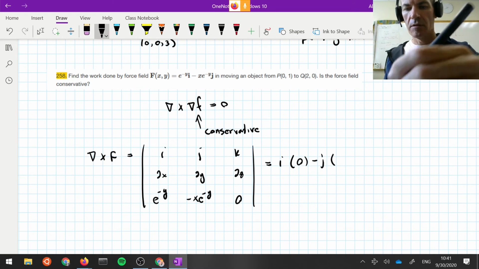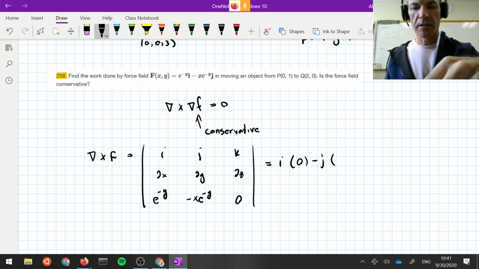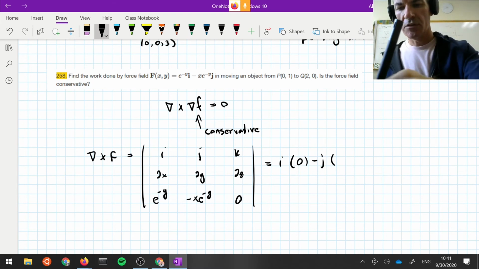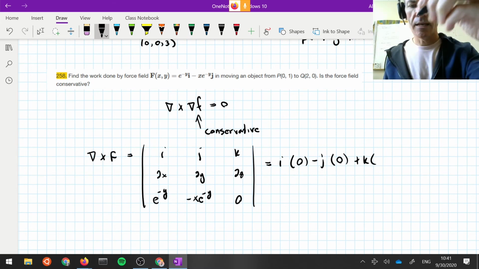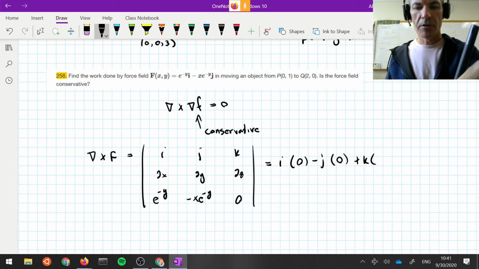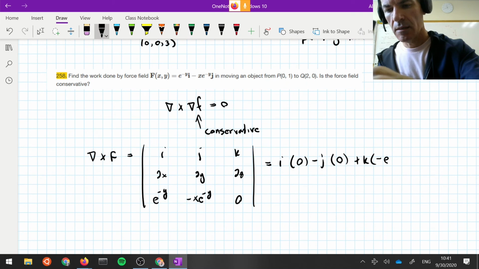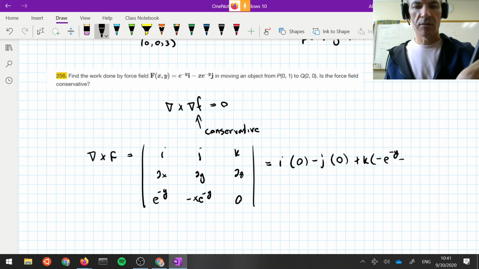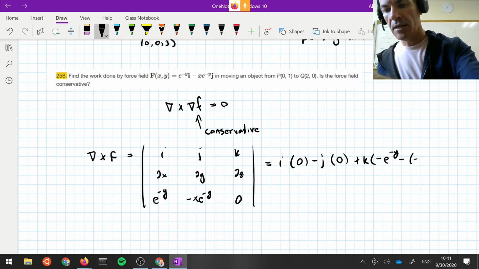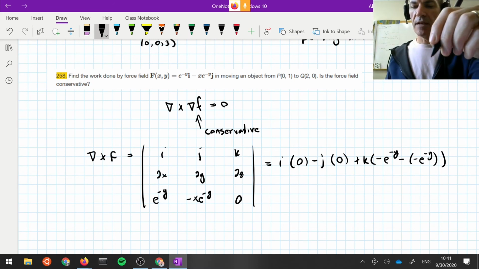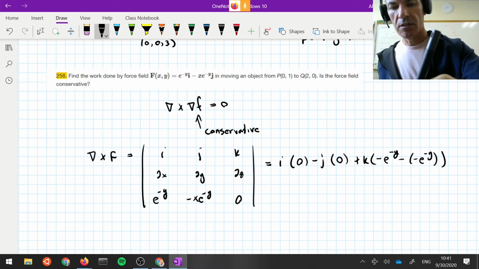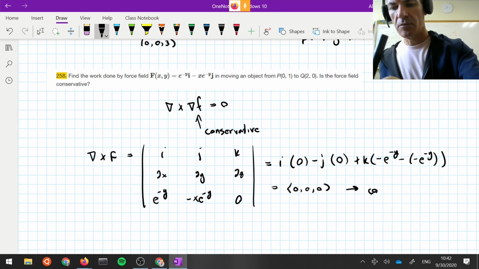let's look at j here again. Partial x is 0, partial z is 0, so nothing there. Plus finally k. The partial of this with respect to x is minus e to the minus y, minus the partial of this with respect to y is minus e to the minus y. A lot of minus signs flying around here, but there's a cancellation and we get the 0 vector. So conservative.